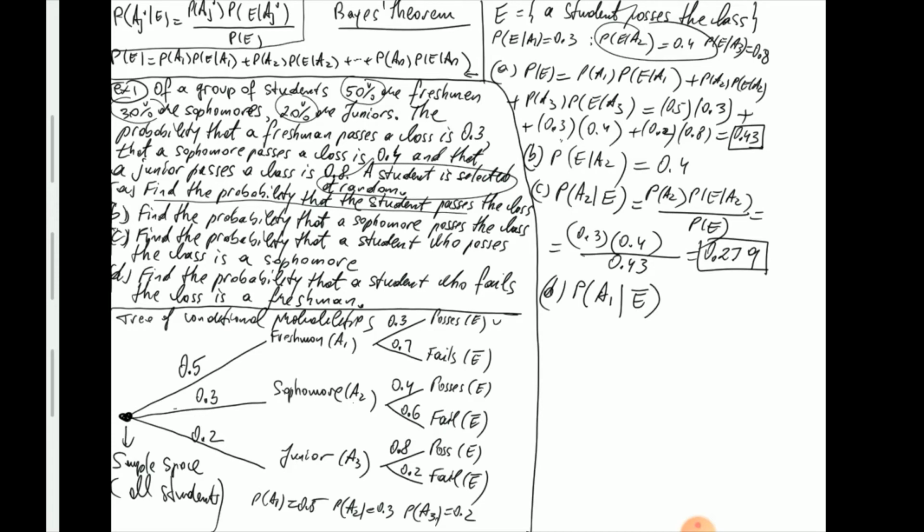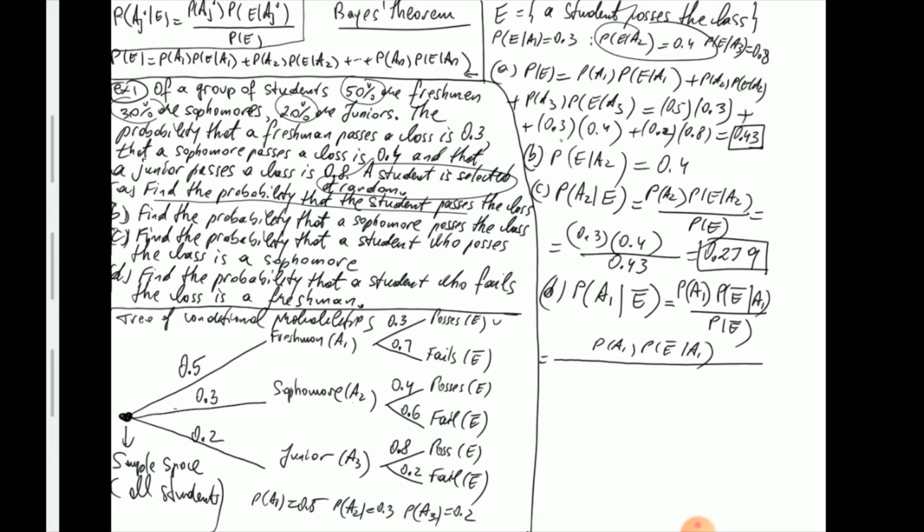Here we're going to use both parts of the Bayes' theorem. So look carefully here. On one hand, from the first part of the Bayes' theorem, that's the probability of A1 times the probability of the reverse conditional, failing given A1, divided by the probability of failing. So I'm going to replace this with numbers immediately.